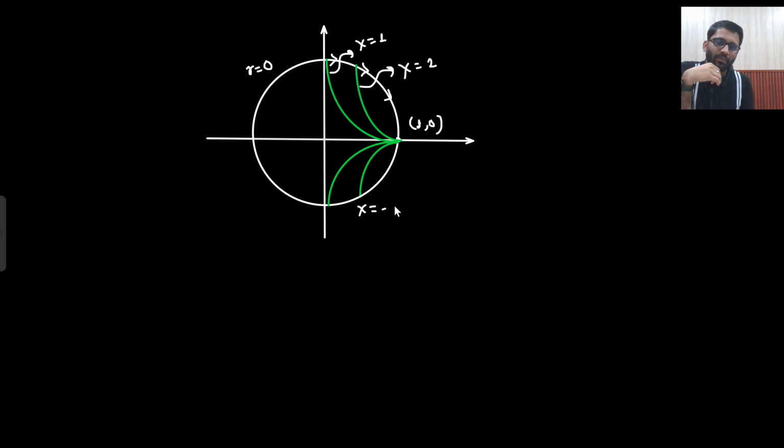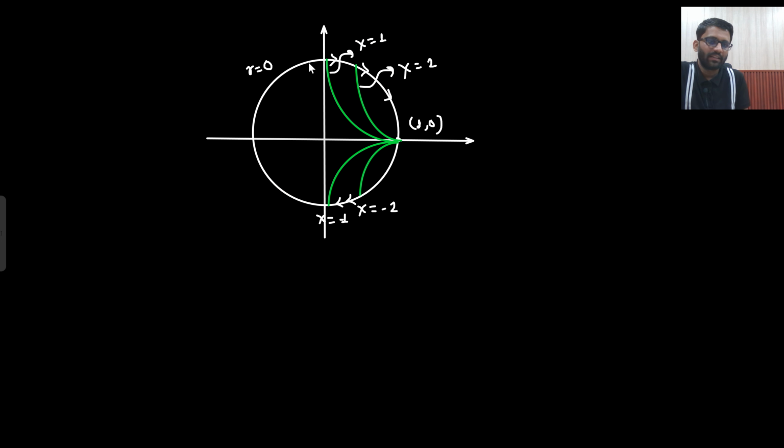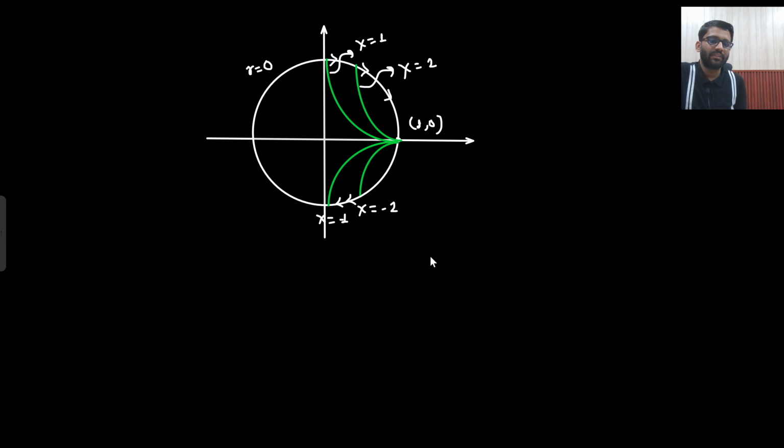But here this is X equals minus 2, no? And this is X equals minus 1. If I am moving clockwise, here the X value is decreasing, no? So this leads to positive X value increasing, and here I am writing negative X value decreasing. That means if I am moving clockwise on constant R circles, then the X value is increasing, yes, but for positive X value, and the negative X value is decreasing.